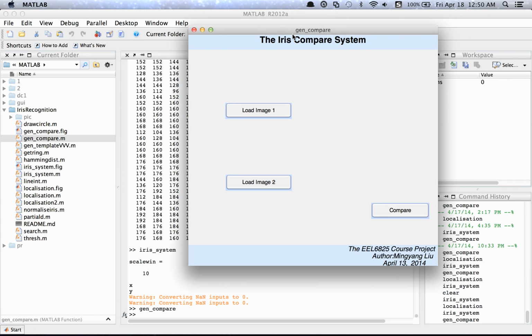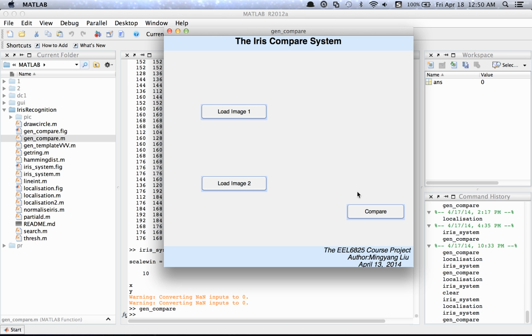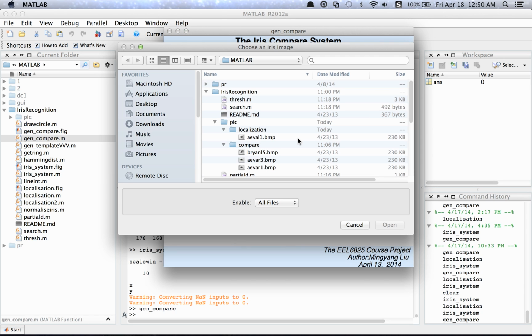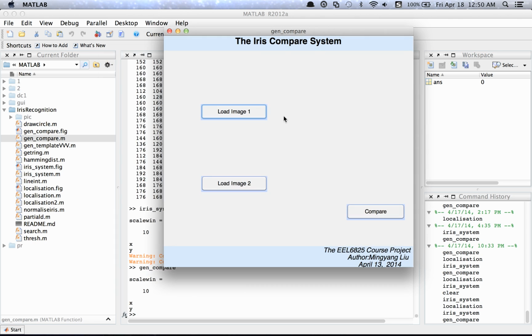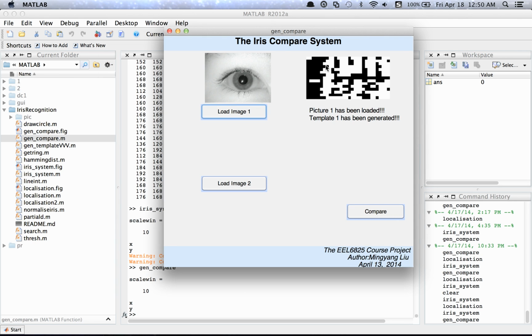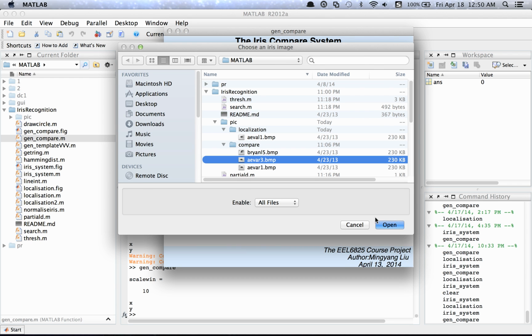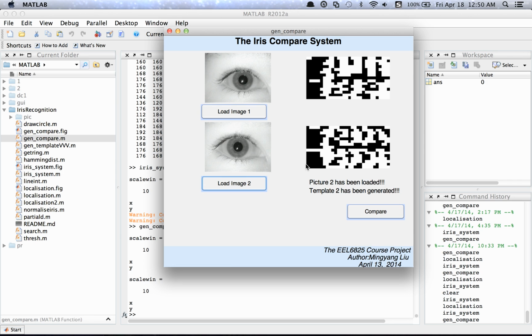Then the last one is the iris compare system. It also has another GUI. You can see 2 buttons. The first one, we load a picture. Let's load this picture, picture one. And it generates a template automatically. Then we load another picture. We specifically choose another picture. If you look at it carefully, you can find that these are 2 pictures, but they come from the same eye. Then we compare. We can find that the Hamming distance between the templates is smaller than 0.2. So this proves that the 2 pictures are from the same eye.